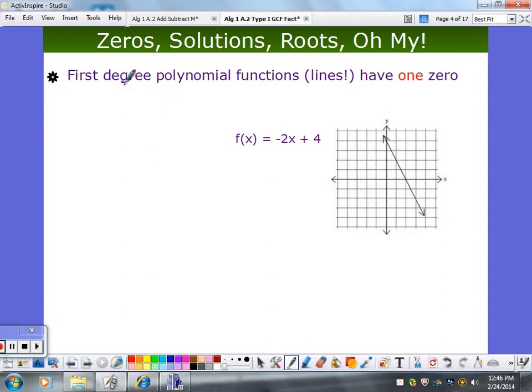Now, you're experts on first-degree polynomials. Do you know that? What does it mean to be a first-degree polynomial? There's only one variable. Linear equations, right? What's the degree of a linear equation? 1. So you're good with this. They have 1 zero. Here's an example. Here's the zero. Here's its x-intercept.